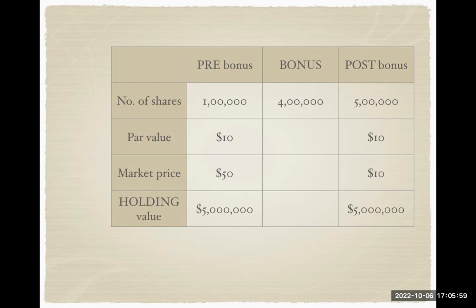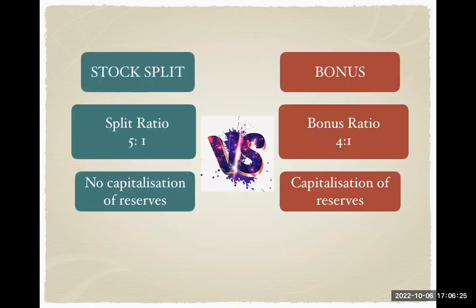The par value is $10. The market price is $10. Because of the increase in the supply of shares, the market price also decreases. The holding value now is 500,000 shares multiplied by approximately $10. That gives you a holding value of about $5 million. So the end value of the holding in both stock split and bonuses remain the same.